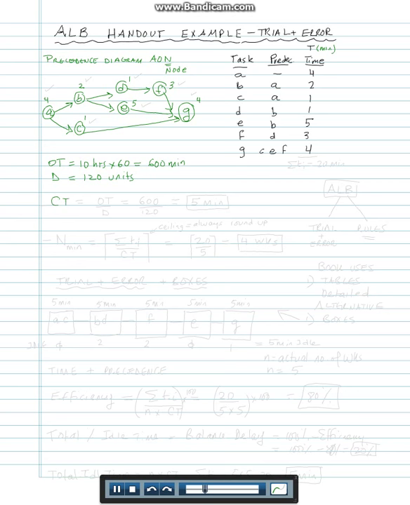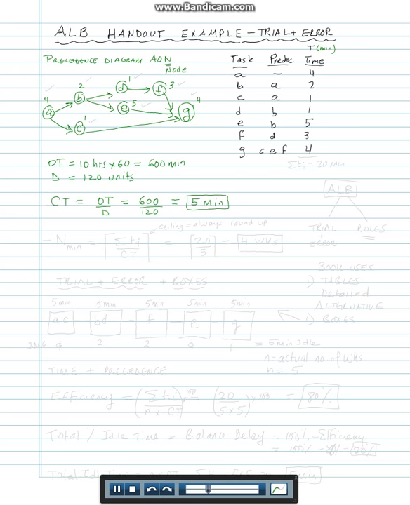Cycle time, CT, is operating time divided by the demand. So that's going to be 600 divided by 120, which is 5 minutes. Cycle time depends on your operating time and the demand. So if you have an assembly line, what you're saying is that every 5 minutes a unit is rolling off the assembly line. Every 5 minutes you are making a unit of the product. So if every 5 minutes you're making a unit, in 600 minutes you're going to make 120 units. So that's the idea.